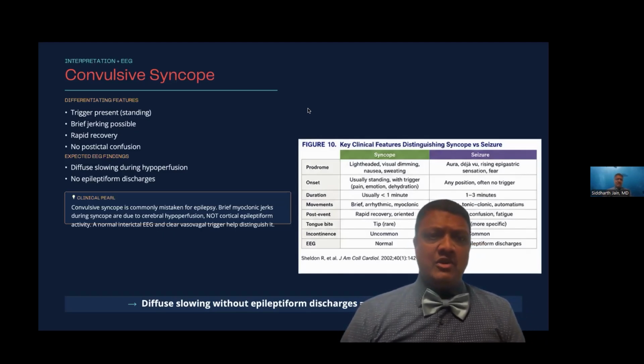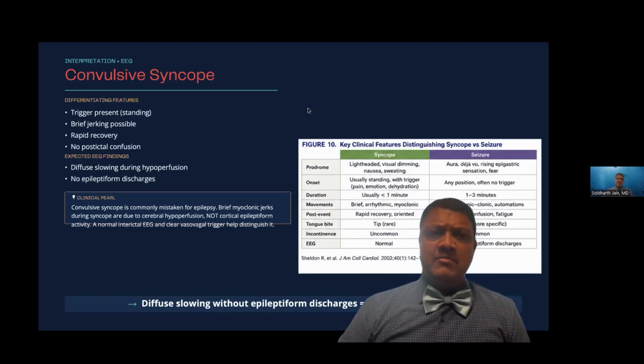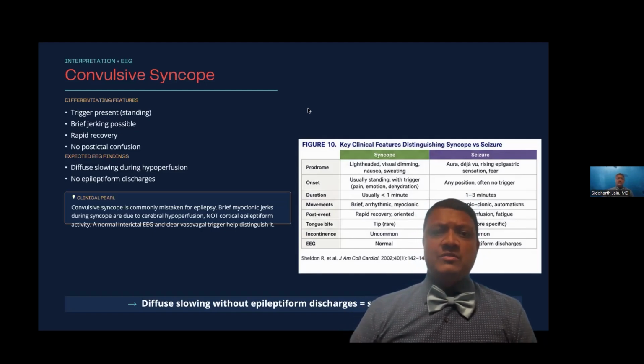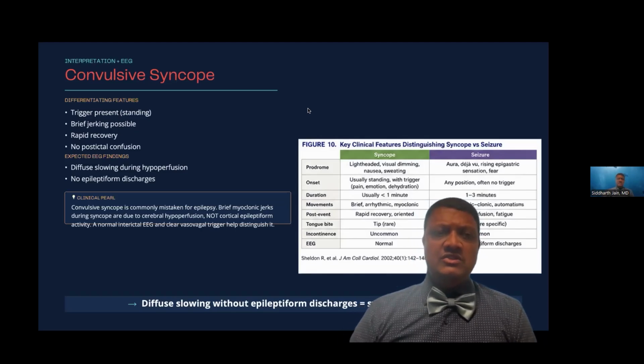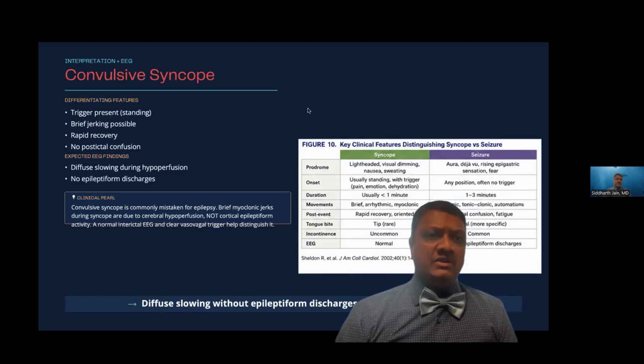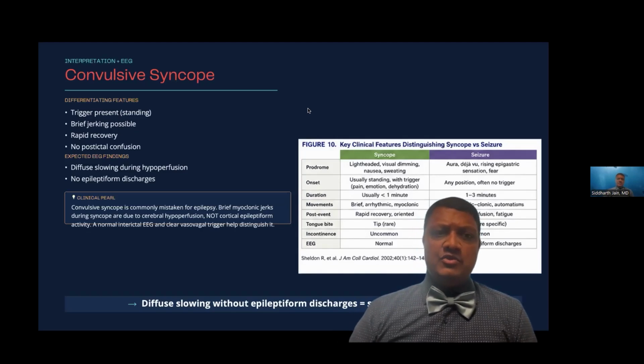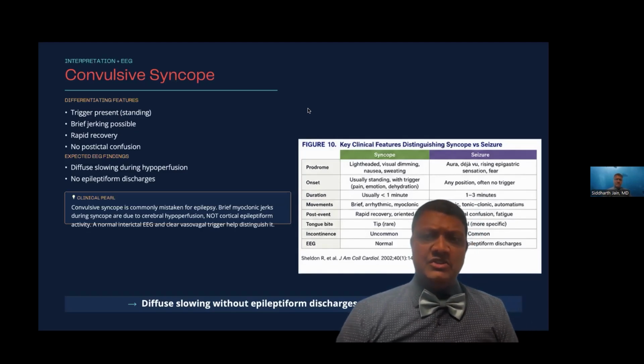The patient was standing for a long period of time. Brief jerking can be common in convulsive syncope. About 30% of patients or more can sometimes have some transient motor symptoms in these cases. And usually there is a rapid recovery without a clear post-ictal phase or post-ictal confusion. The EEG tends to be normal.